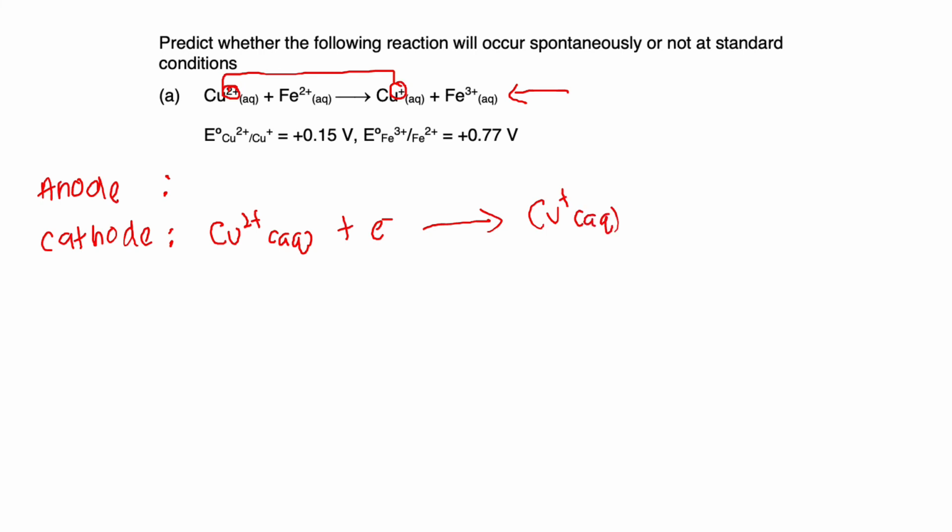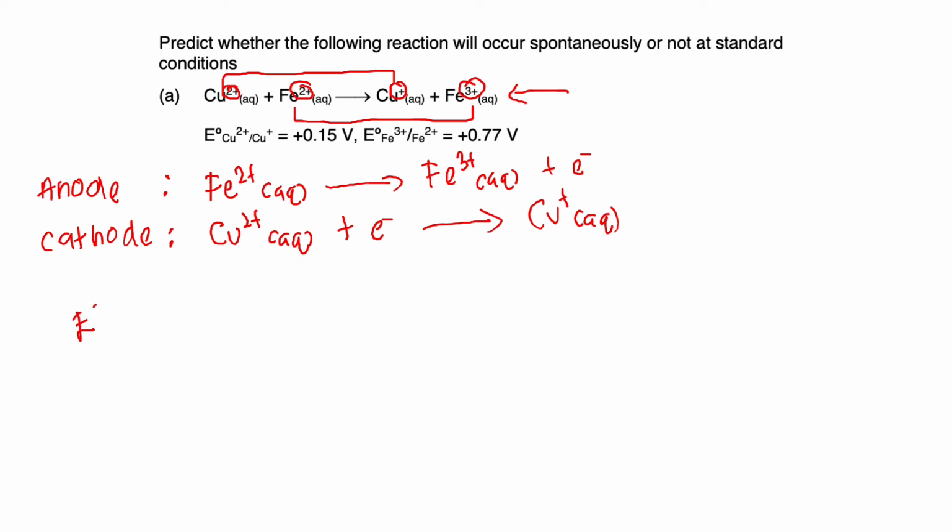So again, we have to write this according to the overall equation given to you. Now, if you look at ferrum, from 2 plus it becomes 3 plus. The oxidation number is increasing, which means it undergoes oxidation. So ferrum 2 plus produces ferrum 3 plus and an electron. Now, how do we know whether it is spontaneous or not?